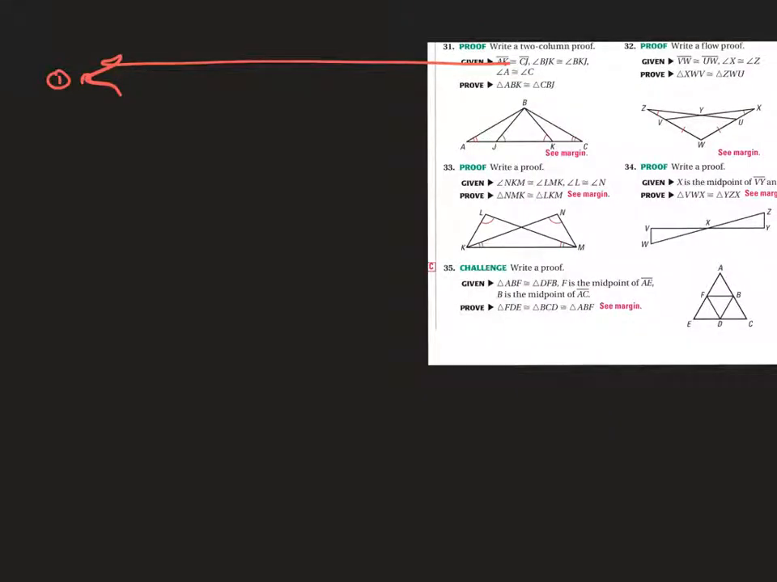Okay, so for 31, AK, which is this side here, is congruent to CJ, which is this side here. Angle BJK, which is this one here, is congruent to BKJ, which is this one here. And angle A is congruent to angle C. And it wants you to prove that triangle ABK is congruent to CBJ.